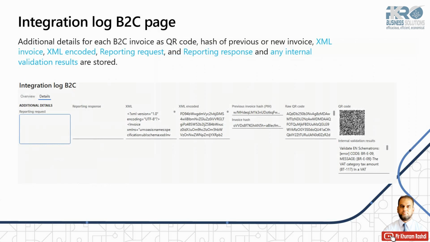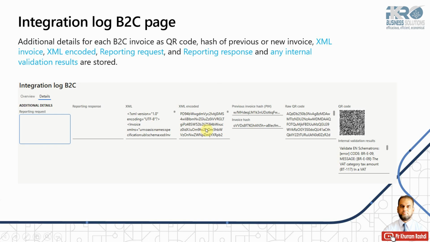What is this? Once the invoice is pulled, it will keep the XML here, and that same XML in encoded format. Encoded means the digital certificate issued by ZATCA is used to encrypt the same XML, and that needs to be in an acceptable format.